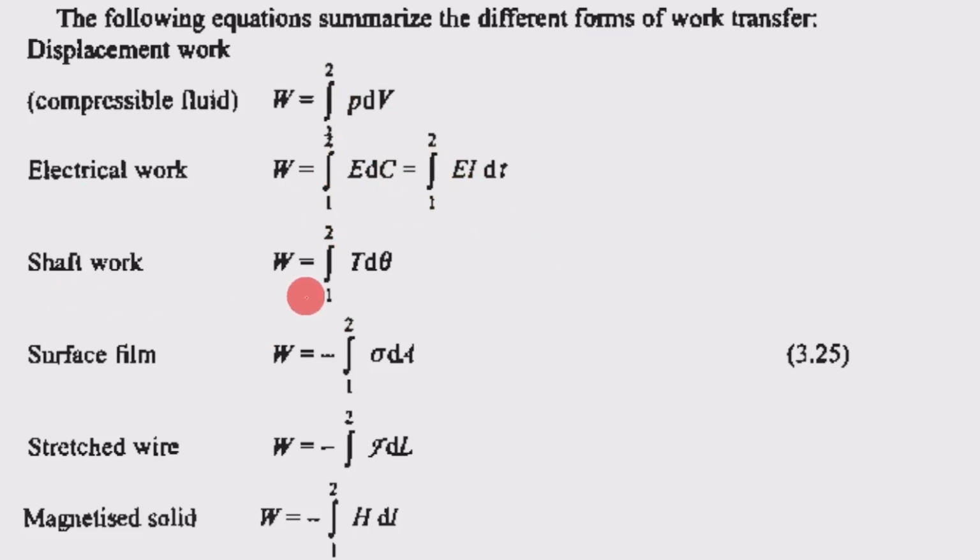Shaft work W is equal to integral 1 to 2 of T d theta, and surface film W is equal to minus integral 1 to 2 of sigma dA. Stretched wire W is equal to minus integral 1 to 2 of F dl. Magnetized solid W is equal to minus integral 1 to 2 of H dI. These are the different other types of work we are going to consider in the energy transfer.